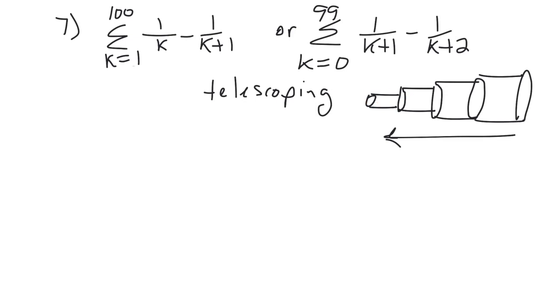That kind of telescope. First of all, I want to show you that you don't always have to start with k equals 1. In this case here, from 1 to 100, your first term would be 1 over 1 minus 1 over 2. But we could just as well write it with k equals 0 to 99. This would be the adjustment. And our first term would still be 1 over 1 minus 1 over 2. So it would be identical.